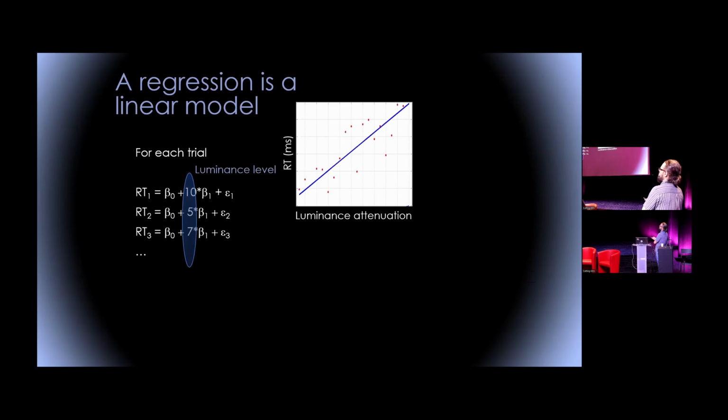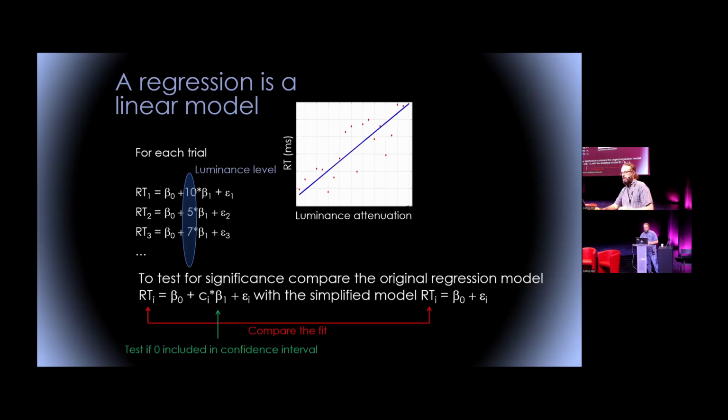Now, if we look in detail, for each trial, this is what we have. We have reaction time 1 equals beta 0 plus beta 1 times the luminance level for that trial, plus first error. Reaction time 2, might be a different luminance, plus second error, etc. And so we're trying to optimize basically beta 0 and beta 1 under this constraint. And that's the definition of GLM, general linear model.